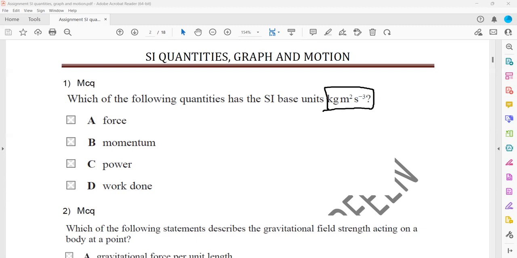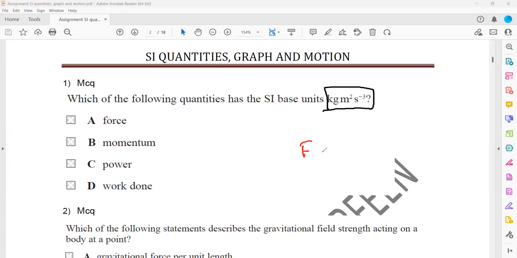So for this question, which quantity has the SI base unit kilogram meter squared second raised to power minus 3? How to solve such a question? To solve such a question, you have to first write a formula. Any formula you remember for the quantity, you can use to work out the base units. For example, if I want to work out the base unit of force, what will be the base unit of the force?